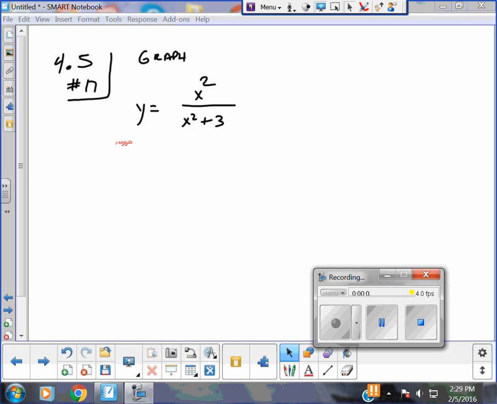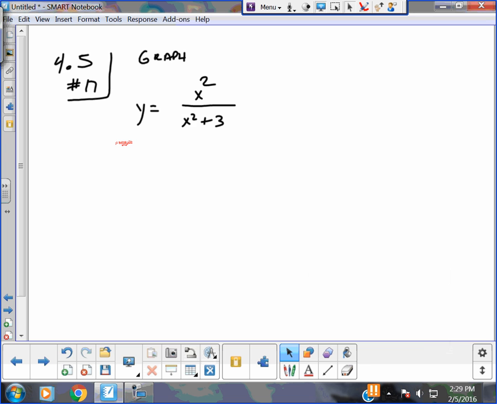Alright, so what we're going to do here is take problem 17 out of section 4.5 in the Stewart Calculus book, and you're going to graph the curve. They give you a rational function, y equals x squared over x squared plus 3. And the little bit of red you see there is going to be the first derivative before we simplify.